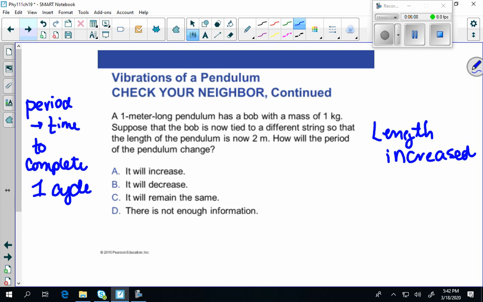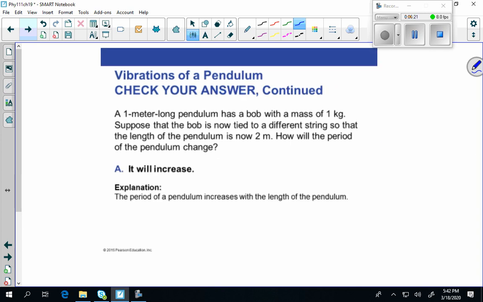Back and forth. So it's longer. So hopefully you have realized that the period will also increase. The length increases, the period will increase. The longer it is, the longer it's going to take it to go back and forth. And remember, that's one period, how long it takes to go through one cycle.